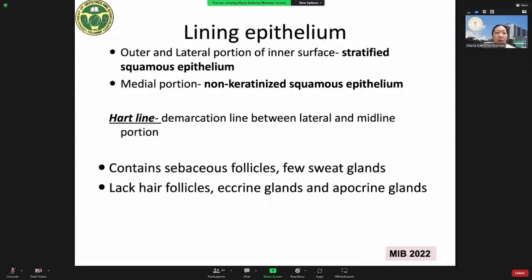So the lining epithelium, the outer and lateral portion of the inner surface is lined by stratified squamous epithelium, while the medial portion is lined by non-keratinized squamous epithelium. So as I've mentioned, it lacks hair follicles, eccrine glands, and apocrine glands. However, it contains sebaceous follicles and few sweat glands.